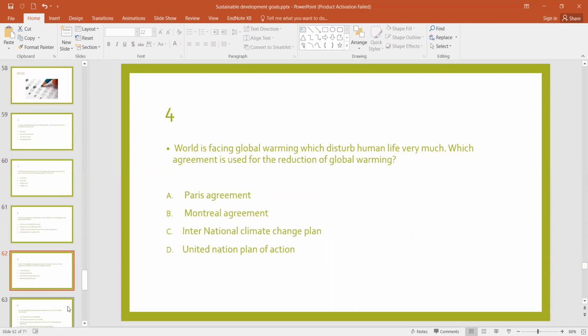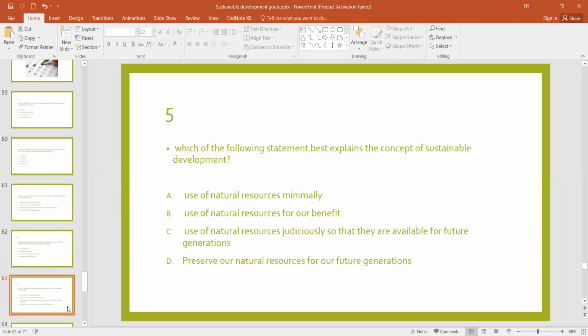The world is facing global warming, which disturbs human life very much. Which agreement is used for the reduction of global warming? Paris Agreement, Montreal Agreement, International Climate Change Plan, United Nations Plan of Action. A. Paris Agreement, A is the right answer.